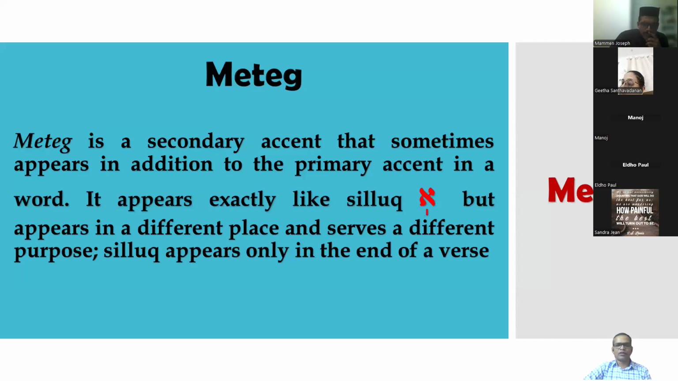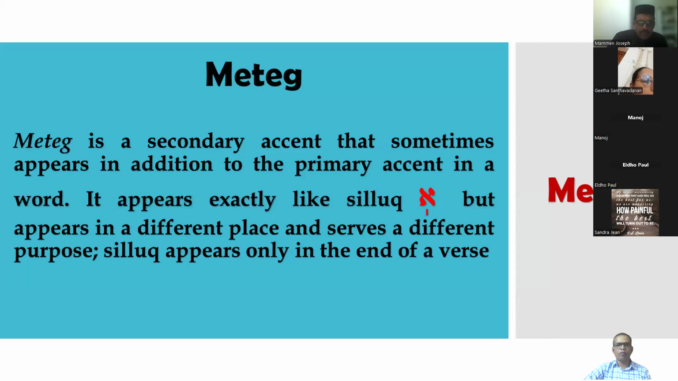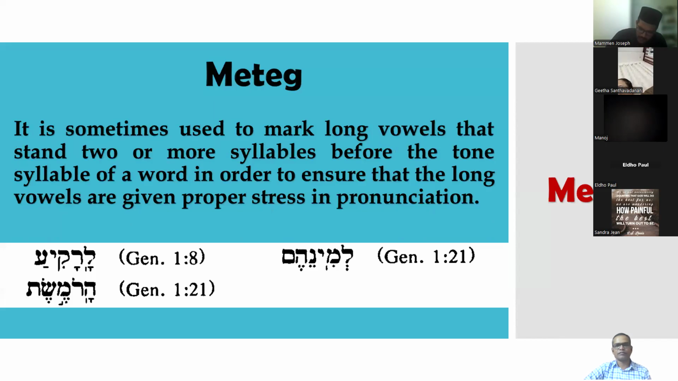So you may think that it will cause confusion. No, it will not cause confusion. Why? Because siluk will always appear in the last word of the second half of the verse. And if you have any confusion, you have to look at the end of the verse, whether sof pasuk is appearing or not. Okay, fine. Now we need to understand the function of methek step by step, where methek appears.